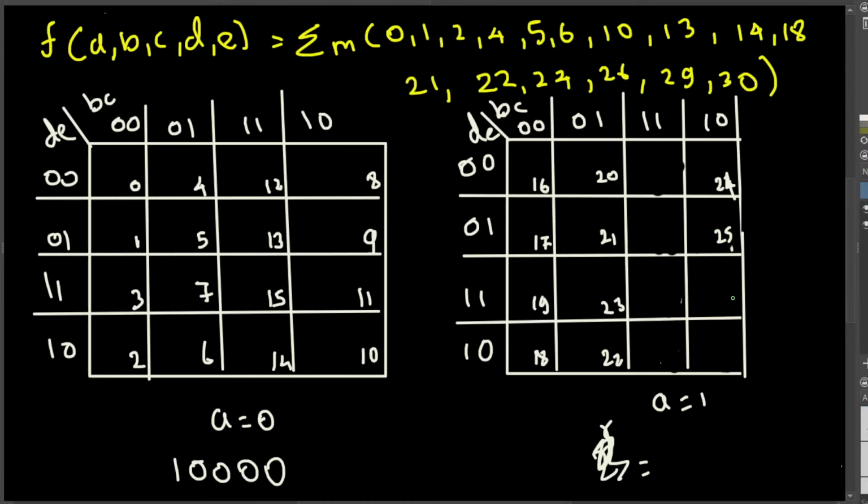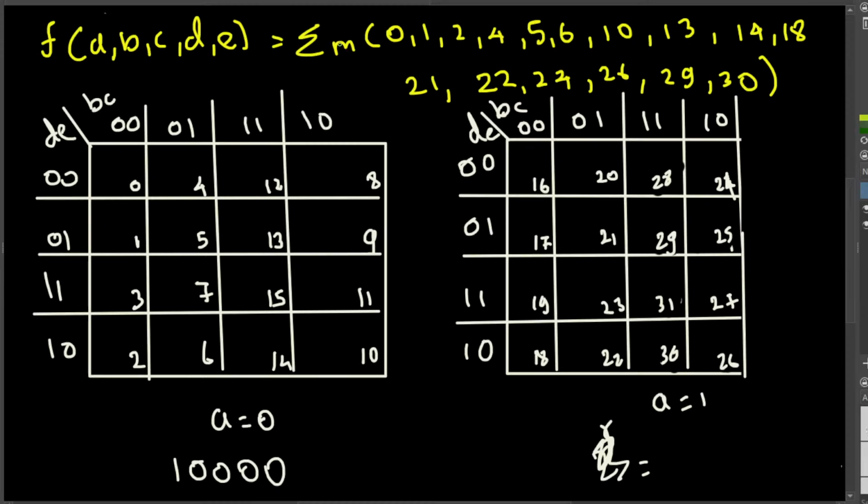24, 25, 26, 27, 28, 29, 30, 31. Okay, now let's go ahead and plug this given information, given minterm values, in the K-map.